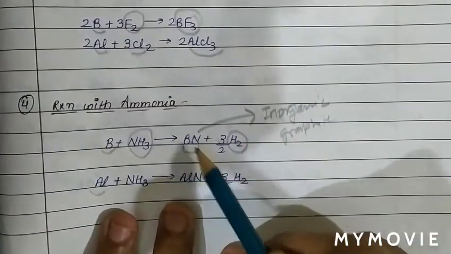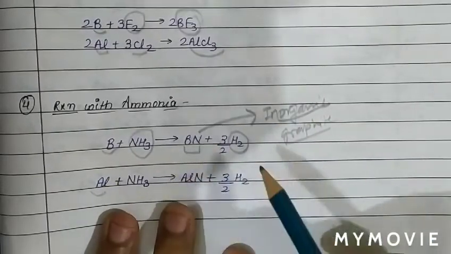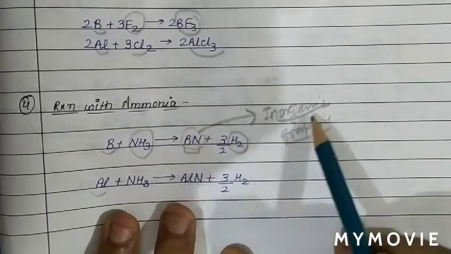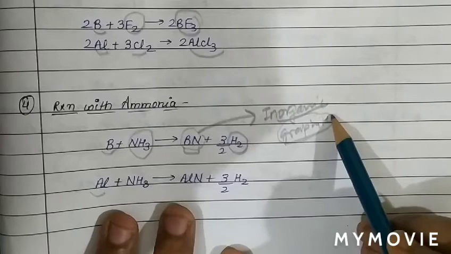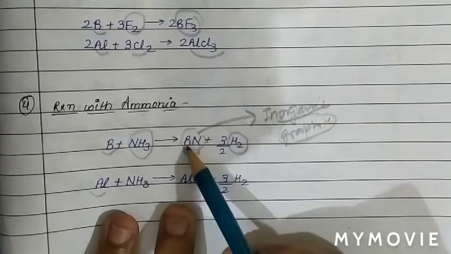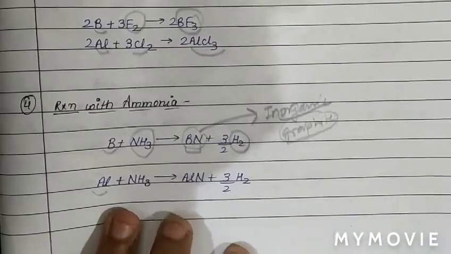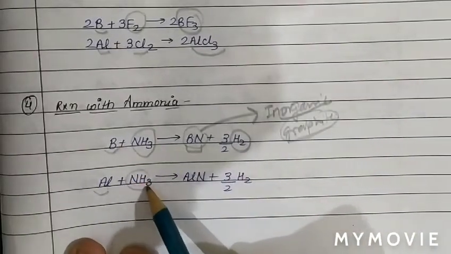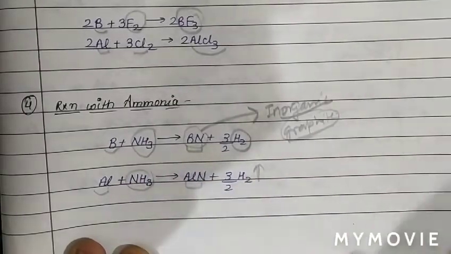We call boron nitride inorganic graphite because the structure of boron nitride is similar to graphite. In graphite there are hexagonal rings of carbon atoms, while in boron nitride we have hexagonal rings of boron and nitrogen. In the same way, aluminium also reacts with ammonia and forms aluminium nitride with the evolution of hydrogen gas.